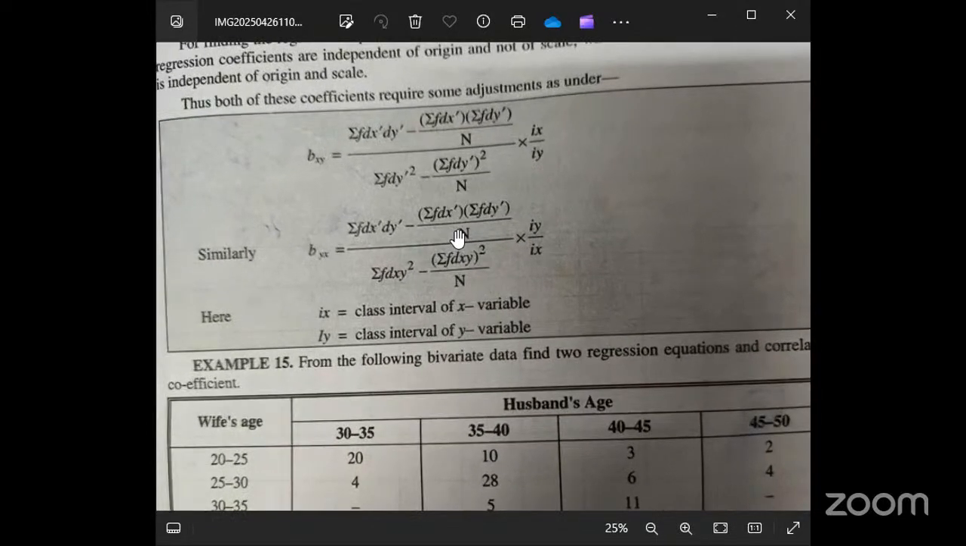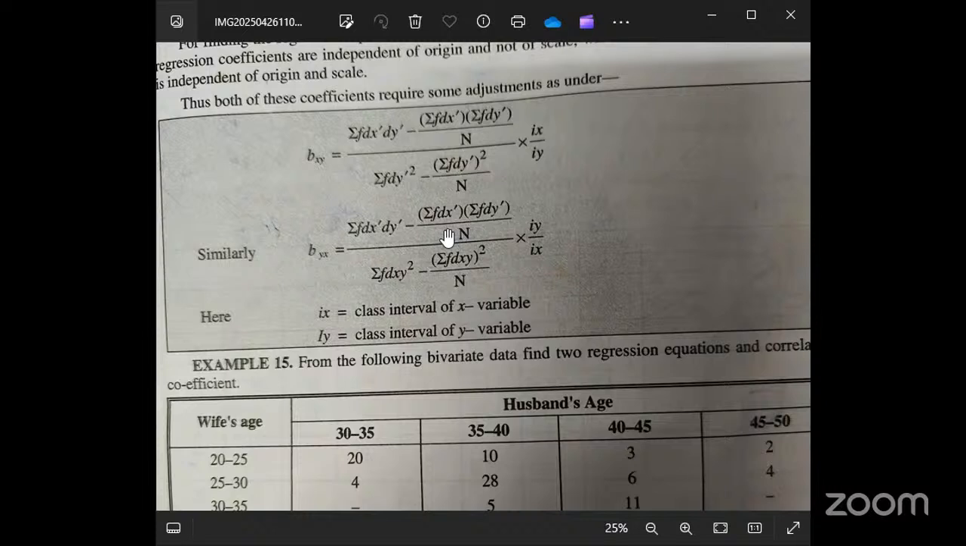This is the formula for grouped data, bxy and byx. Bxy is nothing but sigma f dx bar into dy bar minus sigma f dx bar into sigma f dy bar by n, divided by sigma f dy bar square minus sigma f dy bar whole square by n, into Ix by Iy. Similarly, we need to do this for byx also. Here Ix and Iy mean the class intervals of the x variable and the class intervals of the y variable. That is important for understanding what Ix and Iy are.